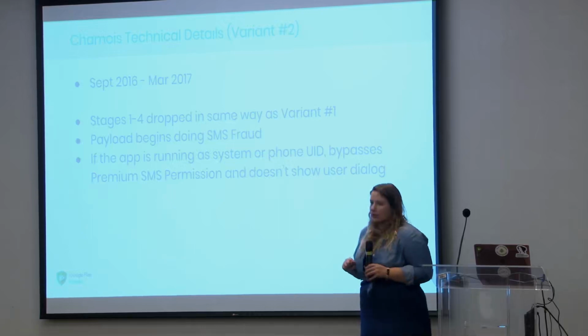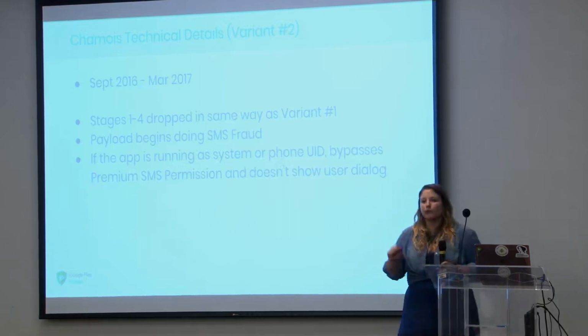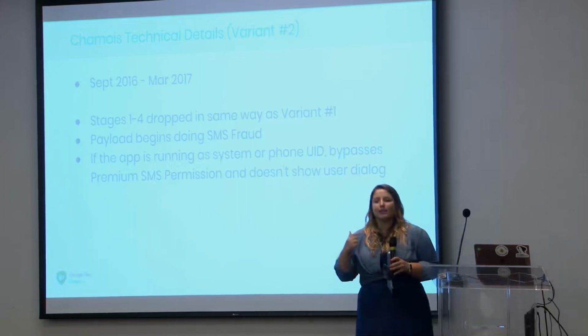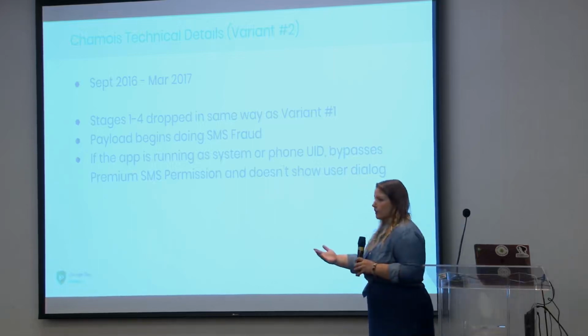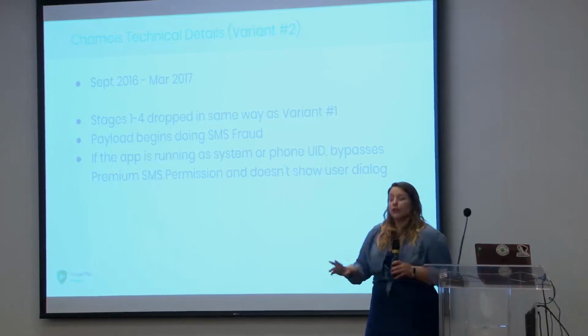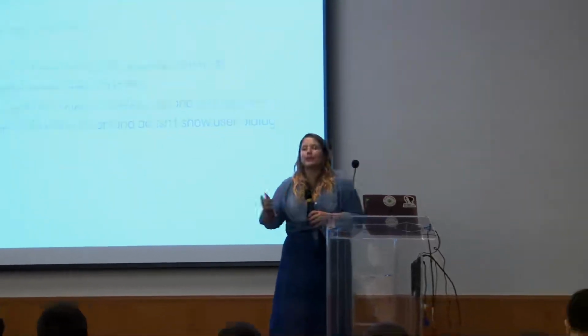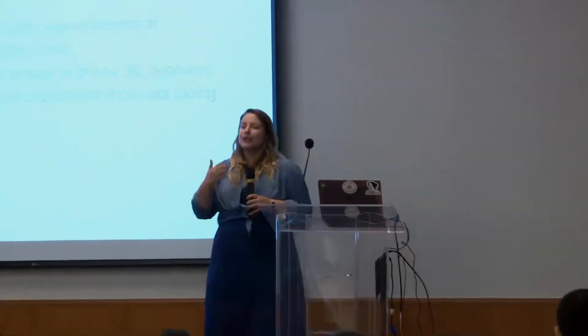So what Chamois did was try to find rooted phones. On those rooted phones, it would try to install itself so that it could run as the system user or the phone user ID. Both of those on Android are privileged user IDs. Once it did that, it would do different types of bypasses to make the phone believe it had the SMS permission, and that the user had told us that we don't want to show the dialogs for premium SMS messages. So that was the interesting change for variant 2.